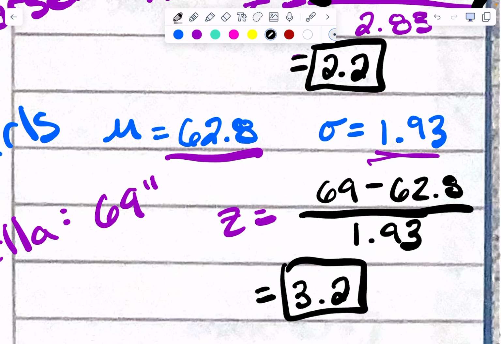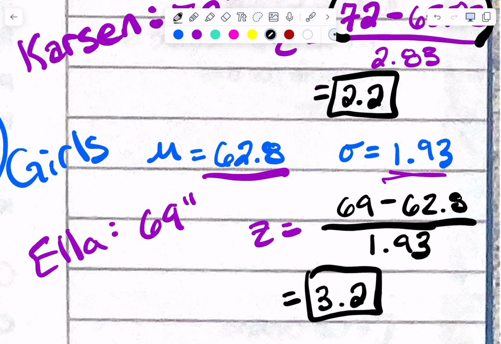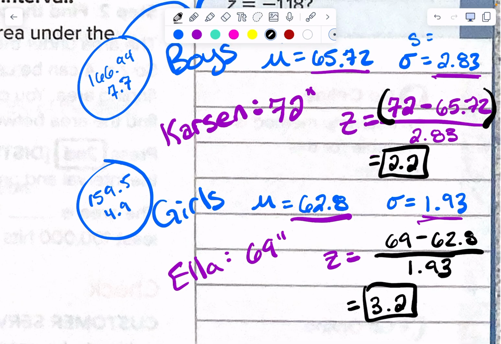Now, here's your question. Who is taller, Ella or Carson? Carson is taller than Ella. Carson is 6 foot, Ella is 5'9". Who is taller relative to their gender? Ella is a taller girl than Carson is a tall boy. Yeah, there you go.